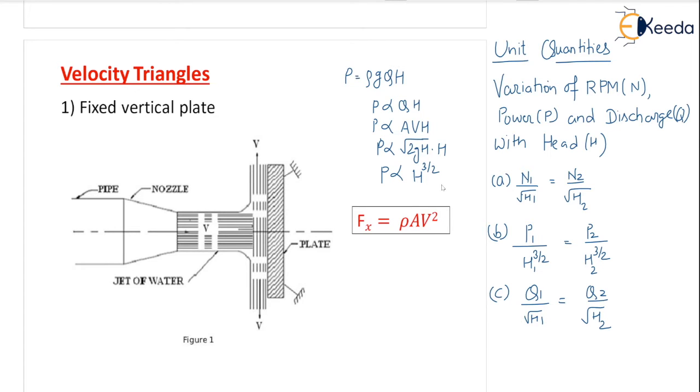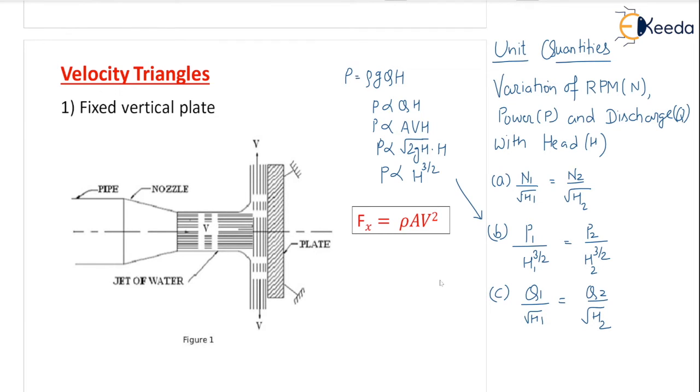So from this equation we can write the second point. In the same way, discharge equals area into velocity. Velocity is root under 2gh, so Q1 by root H1, and velocity is proportional to omega. Omega is equal to 2 pi N and v equals r omega. So from this also you can write N1 is proportional to root of H1.